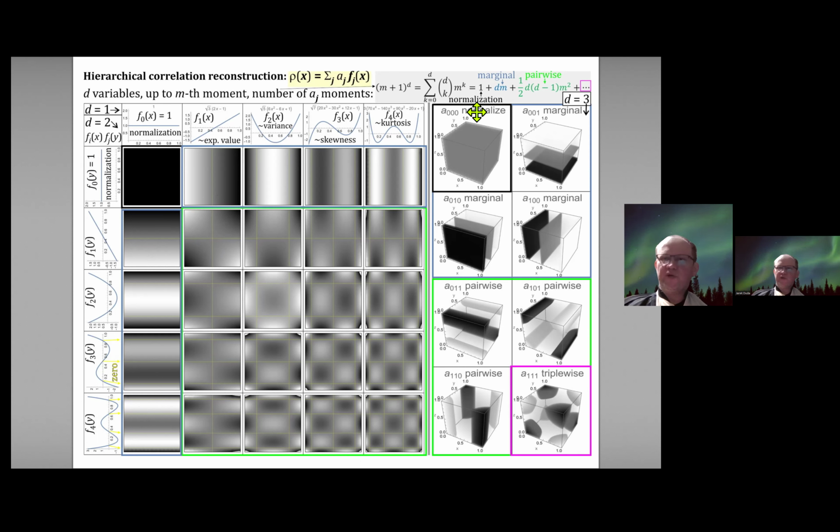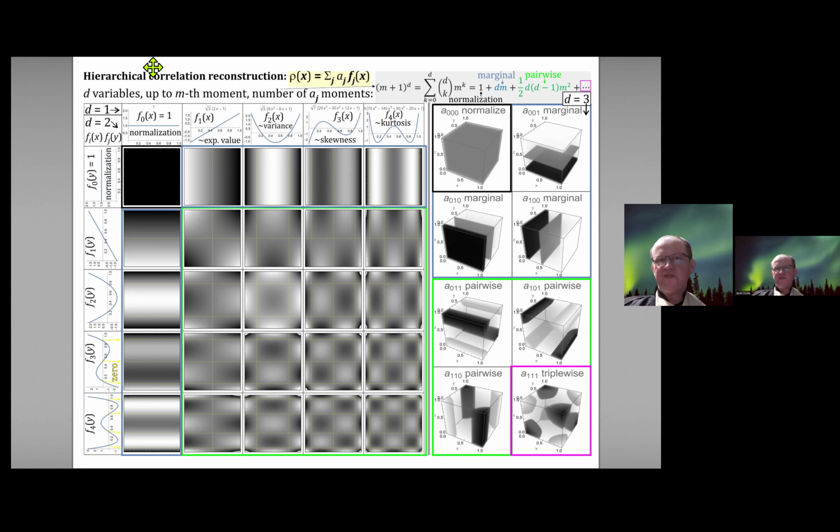For three variables, here we have normalization first, so 1. Then we get the marginal distributions of the first, second, and third variable, so there is 0 for the remaining variables. Then we get pairwise dependencies between first and second, second and third, first and third. And then we can also add higher dependencies, like triple-wise, where if we move two variables, the third one goes up or down. So this is much more complicated.